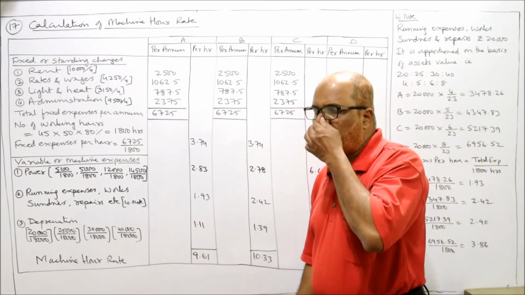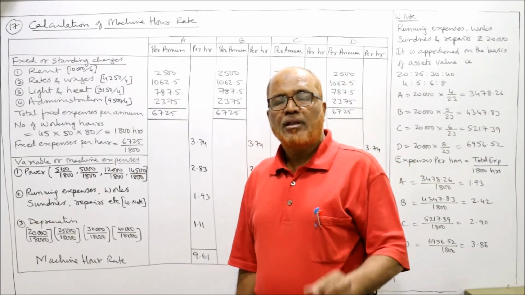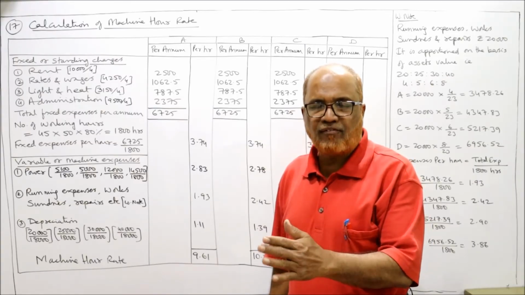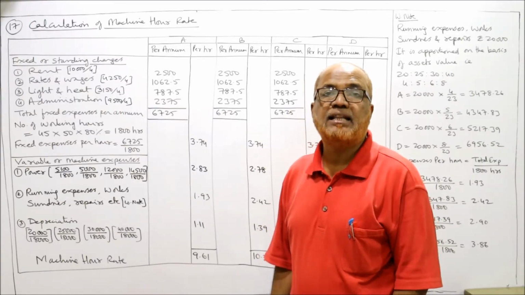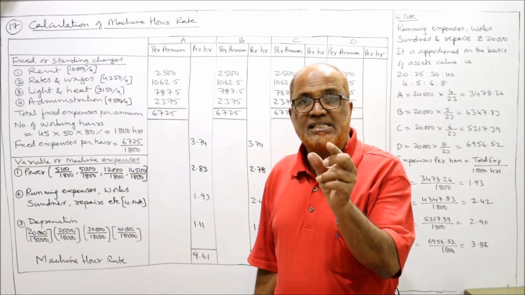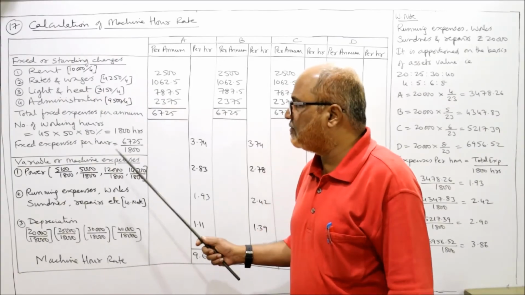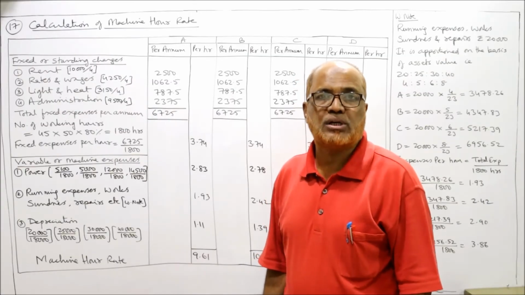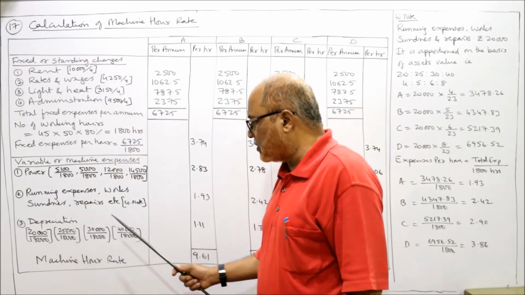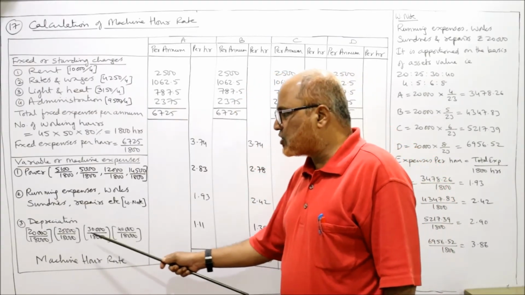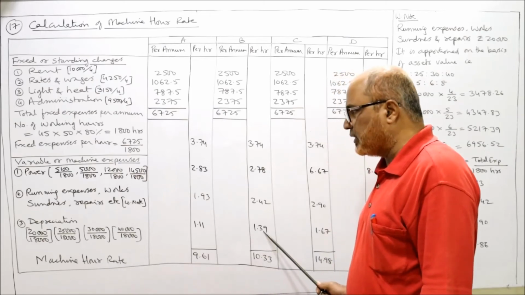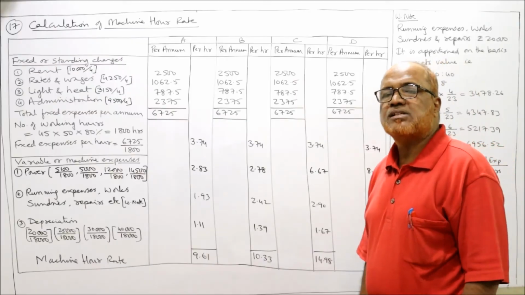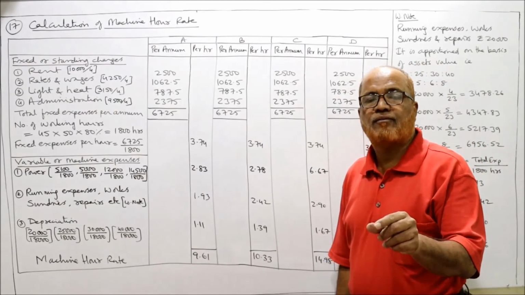Last one, depreciation. The cost of the machine is 20,000, with no scrap value. The number of working hours throughout the life is 18,000, because the life of the machine is 10 years and every year the machine works for 1800 hours. So 1800 into 10 is 18,000. So 20,000 divided by 18,000 gives 1.11. Second machine, 25,000 by 18,000 gives 1.39. 30,000 by 18,000 gives 1.67, and then 2.22. These are the depreciation per hour for each machine.